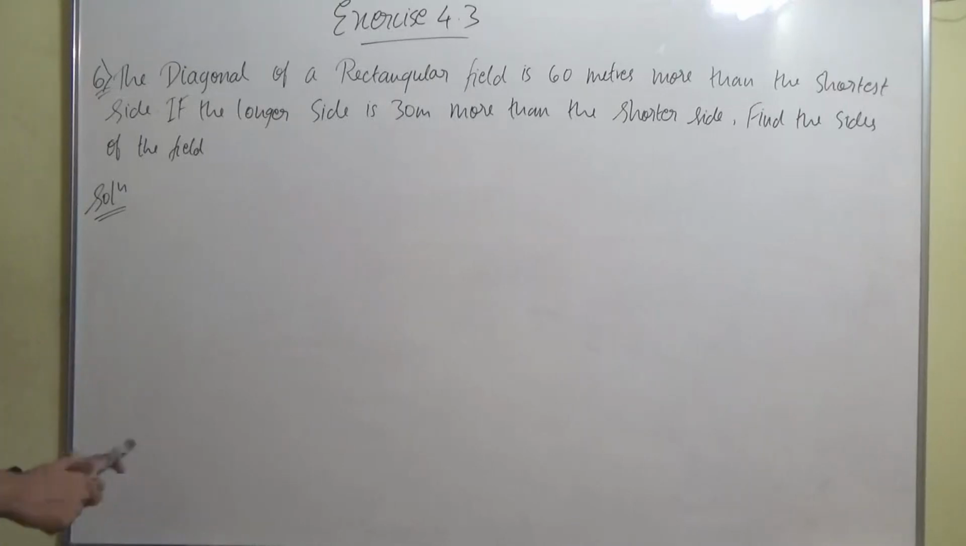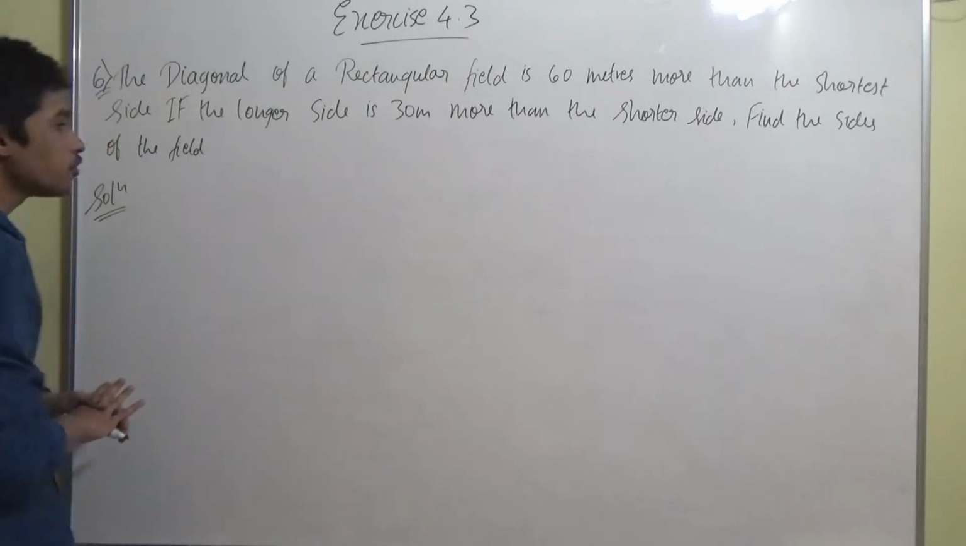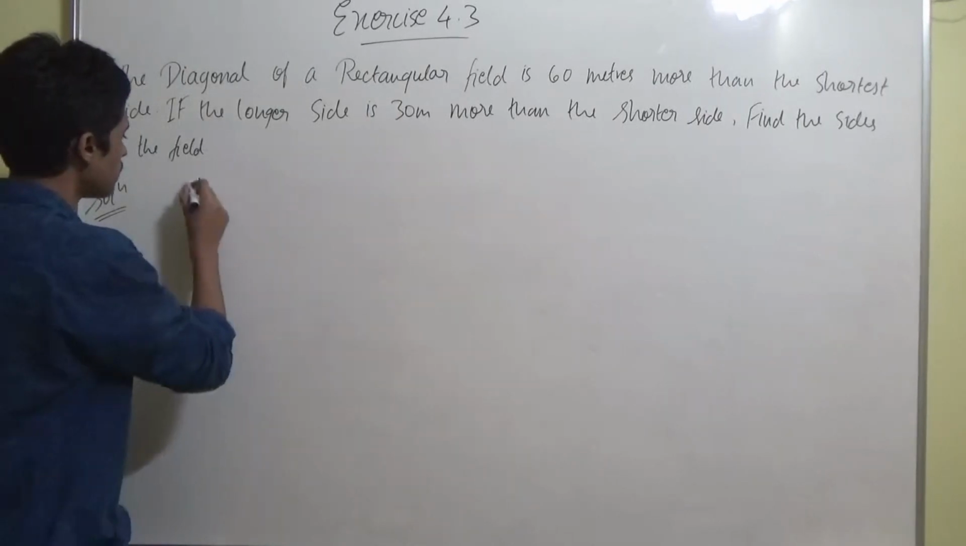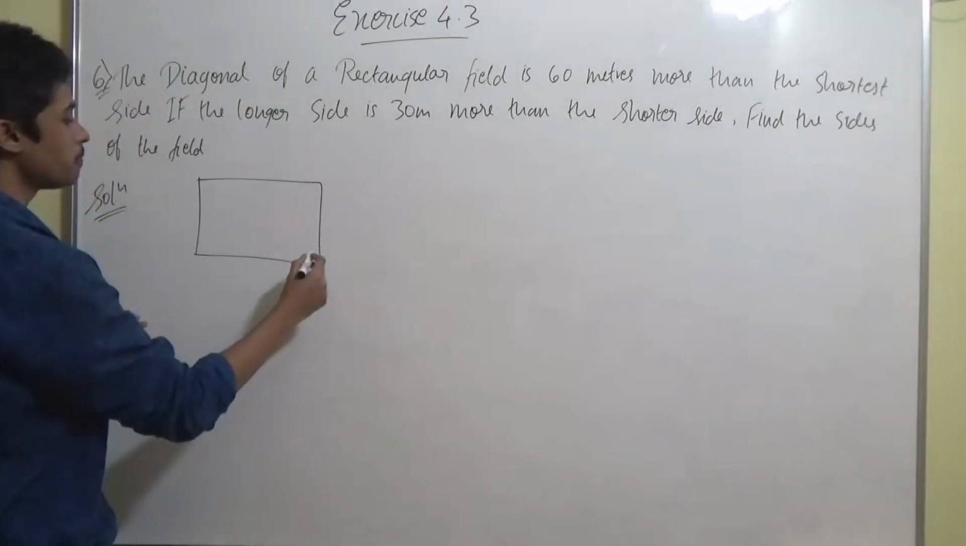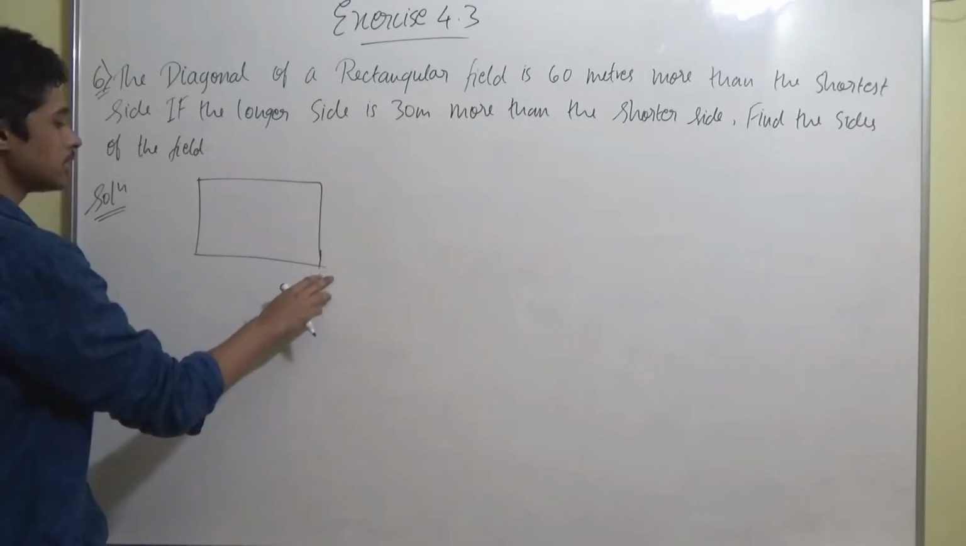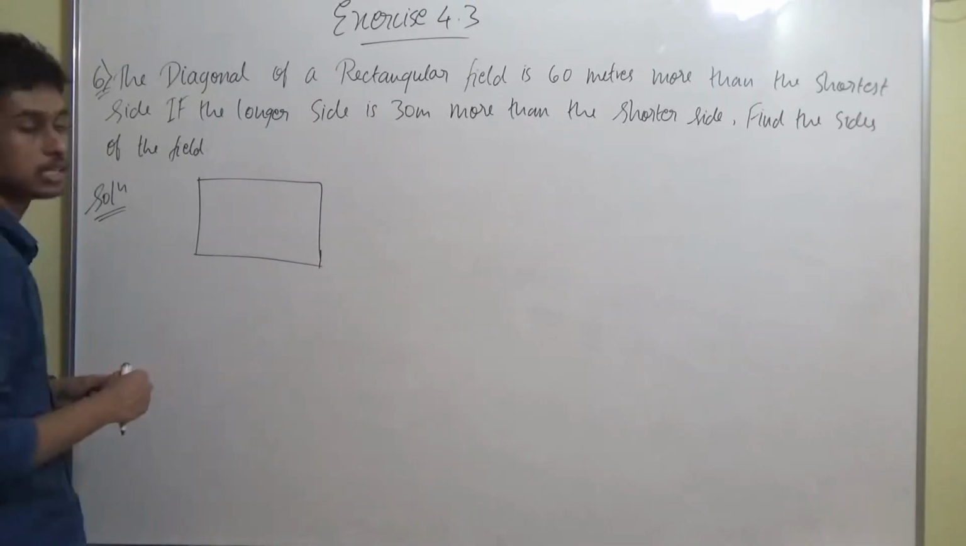The sixth question says the diagonal of a rectangular field is 60 meters more than the shortest side. If the longer side is 30 meters more than the shortest side, find the sides of the field. Okay guys, so first thing, let's draw a rectangular field so that we get to know pictorially what the question is telling us and what it is asking us, right?